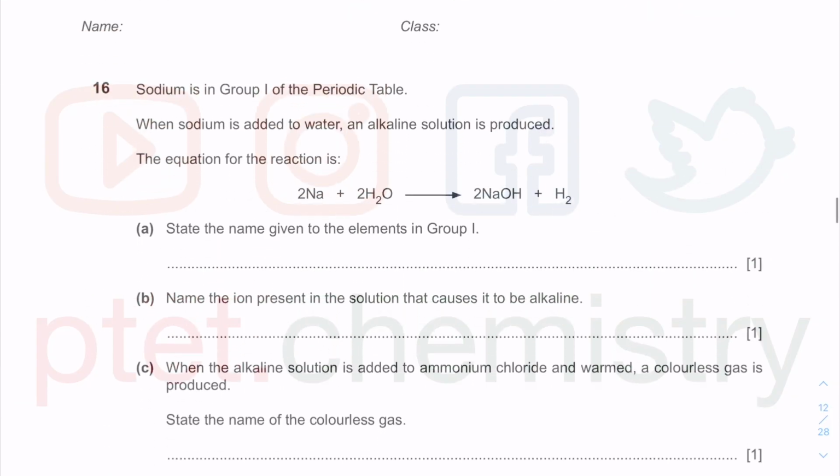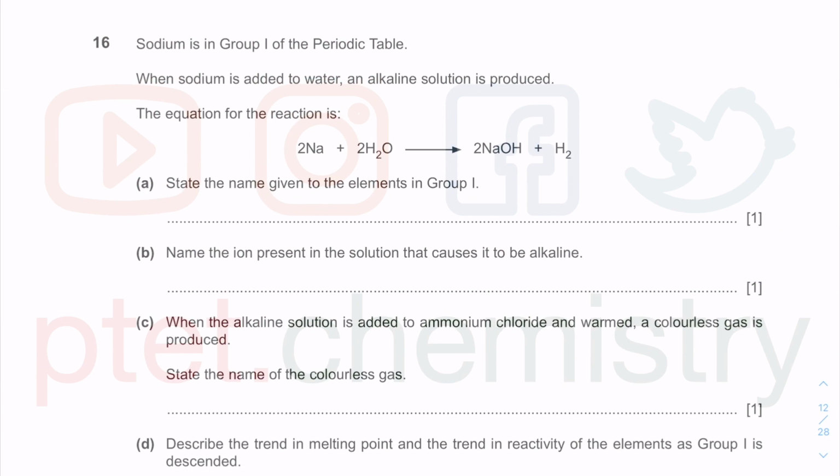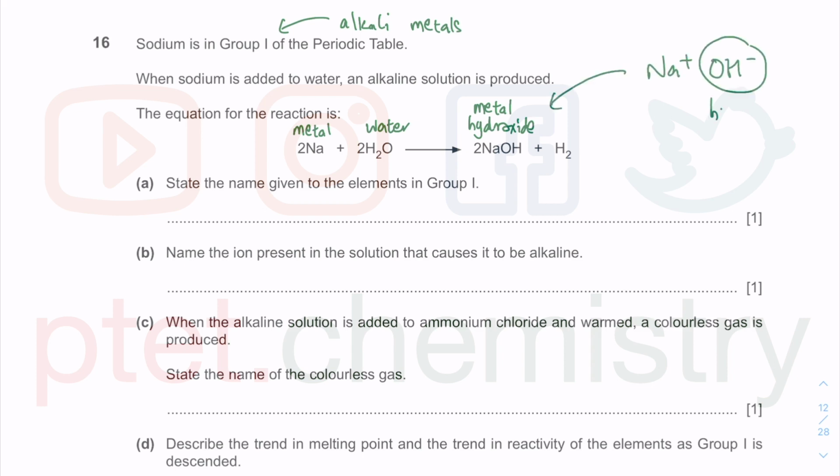Moving on to this set of questions on the last page of this tutorial. So sodium is in group 1. This is group 1 metal plus water. They will give you the metal hydroxide. Earlier in the question, they ask why group 1 metals are called alkali metals. Because they form metal hydroxide. Metal hydroxide has this OH minus. This is called hydroxide ion.